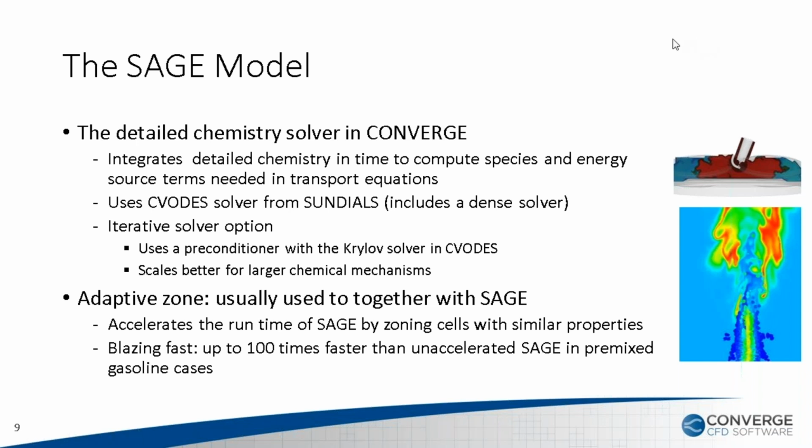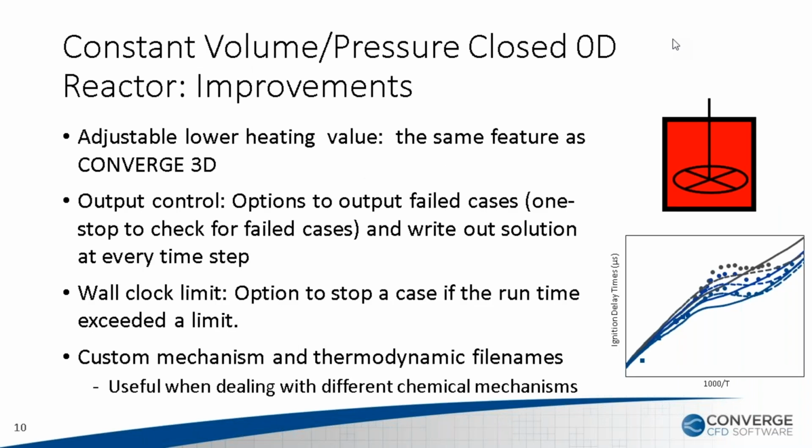Together with SAGE, you can use the adaptive zoning. What adaptive zoning does is accelerate the runtime of SAGE by zoning cells that have similar properties, and we only solve SAGE on the zone, not at the actual cell. As a result, it speeds up SAGE really fast, like blazing fast. You can get up to 100 times speedup in premixed gasoline cases. So after that detail, we'll come back to the constant volume closed 0D reactor.